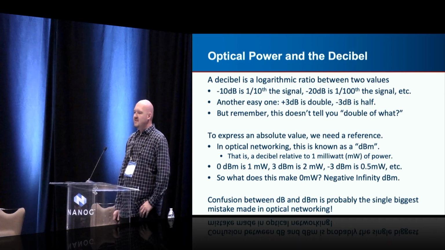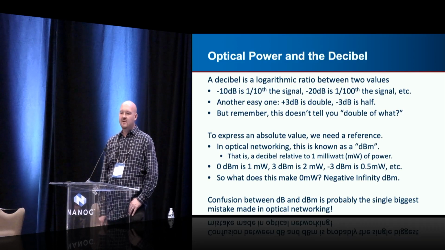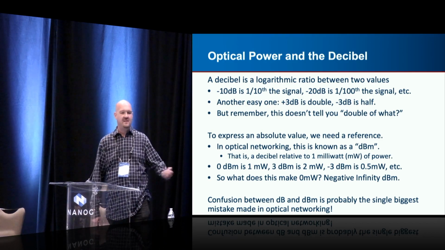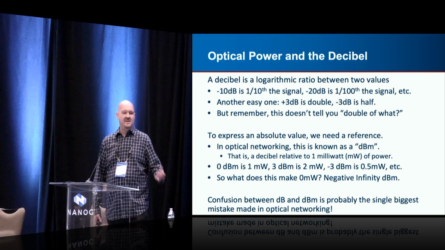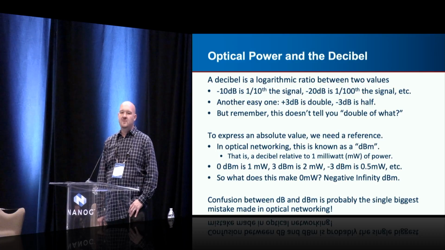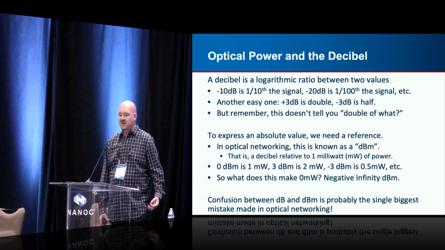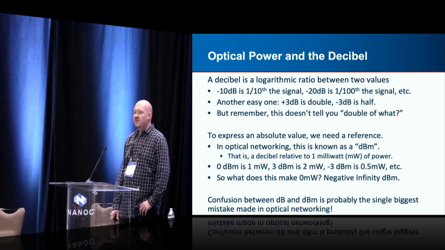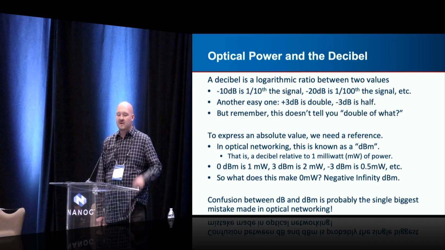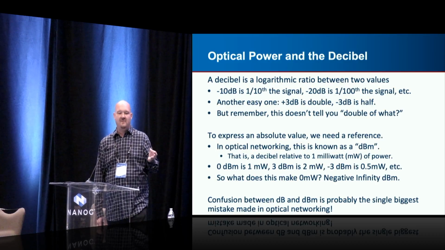Another really easy one, it's not quite as precise, but it's really close, is whenever something goes up 3 dB, you've doubled the signal. When it goes -3 dB, you've cut the signal in half. But remember, it doesn't tell you double of what. It's just that value. So if you want to express an absolute value, if you want to express this level of brightness, you need a reference. And in optical networking, we use something called a dBm. That's a decibel relative to 1 milliwatt of power. So 0 dBm is an absolute measure of brightness that is 1 milliwatt of power.